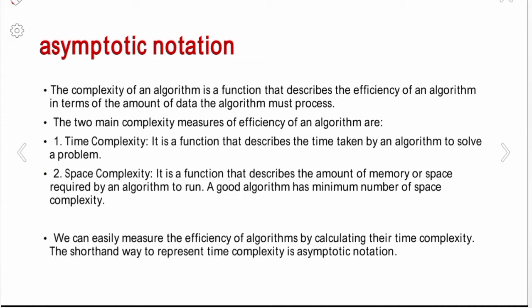So we can easily measure the efficiency of algorithms by calculating the time complexity. Here we are going through only time complexity, not the space complexity. The easy way or the approximate way to represent the time complexity is asymptotic notation. So this is the approximate way of representing the time complexity, and that is called the asymptotic notation.